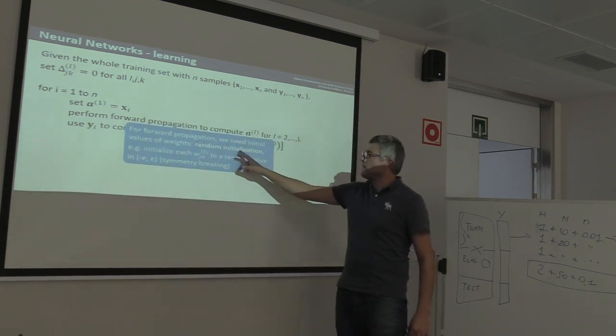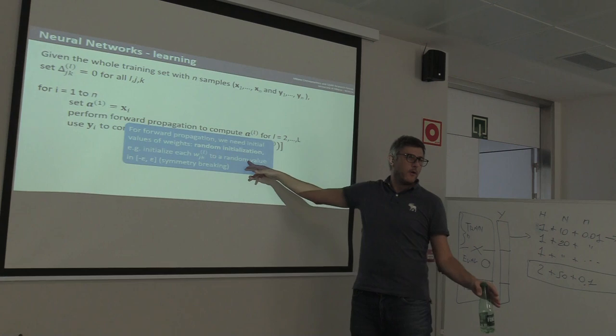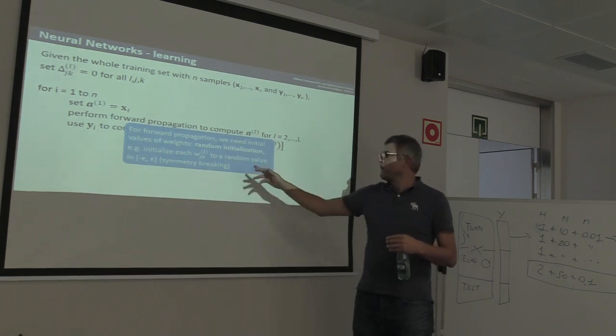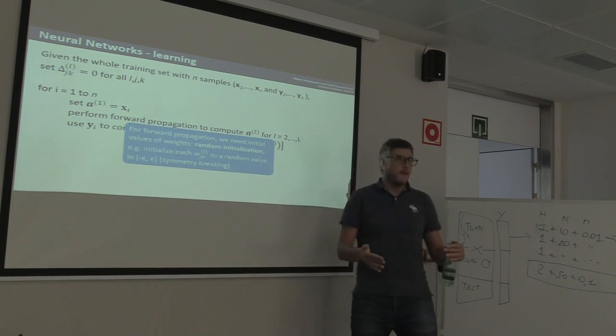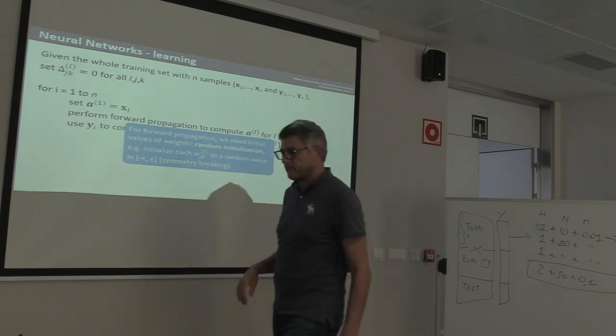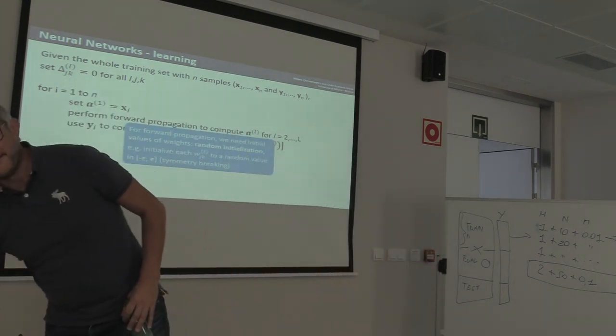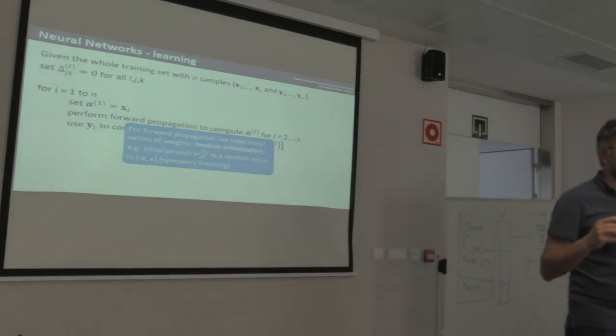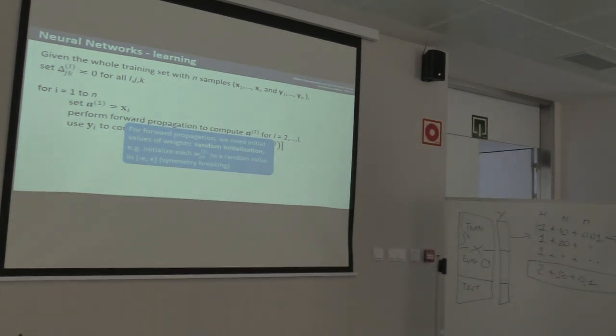Of course, this is what I said before. In order to start with this process, we must have some weights at the beginning, and these weights will be random. That means that each time you calculate a neural network, you don't get always exactly the same result. It's not like LSDA or discriminant analysis.